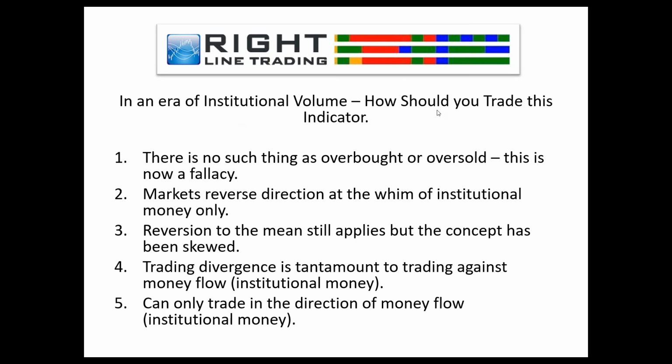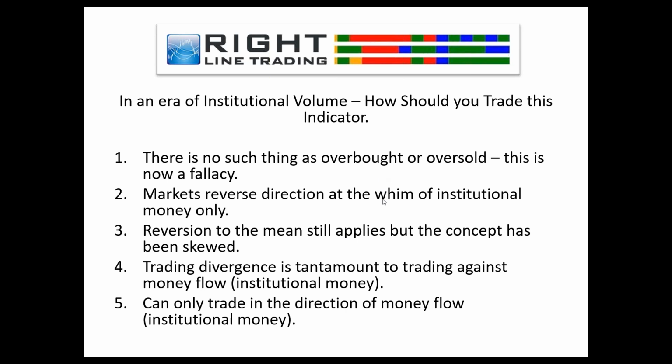And in the era of institutional volume, there's no such thing as overbought or oversold. This is absolutely a fallacy. Markets reverse direction at the whim of institutional money only. And I'm sure everybody who's traded has seen crude start way down below the 50 and then just move up 6, 7, 8 points. Multiple traders try to fade it at different spots and it just never stops going up on high volume. That's because as long as the institutional money is going to push that instrument long, it is going to go long. And there just isn't any mathematical top that we can assess using an oscillator or anything else for that matter.